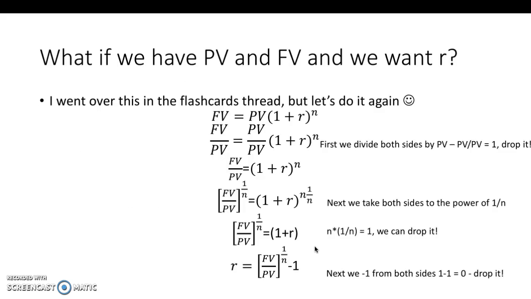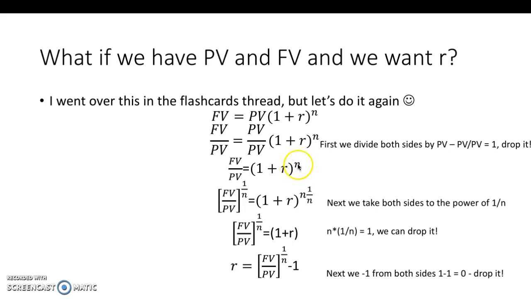What if we have the present value and the future value and we want to get r? Now I've done this one before, but let's go at it again, and this time we're going to take it real slow. So here we've got our original formula, and we divide both sides by the present value. So we've got the present value here and here. This part here is obviously going to be equal to 1, so we can drop that bit, and we're left with just this formula here.